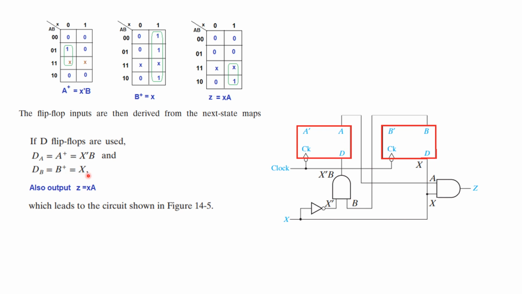The second one is DB equal to X. That means here it should be X. So let's connect this to the X line, and the output is Z is equal to XA. So we will use an AND gate here also. A we connect with the A flip-flop, and X we connect with the X input signal. So this is the complete design.